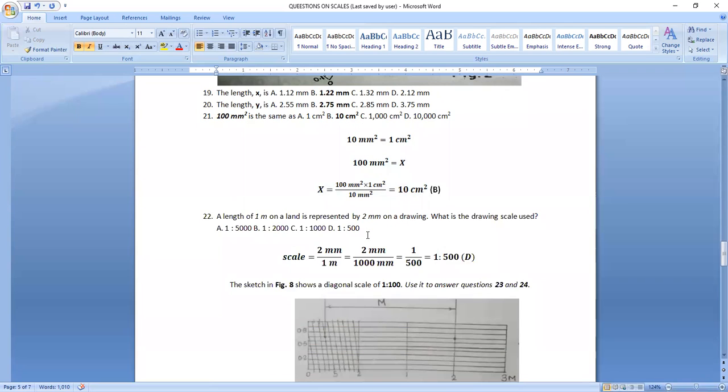Then move to question 22, which says that a length of 1 meter on a land is represented by 2 millimeters on a drawing.